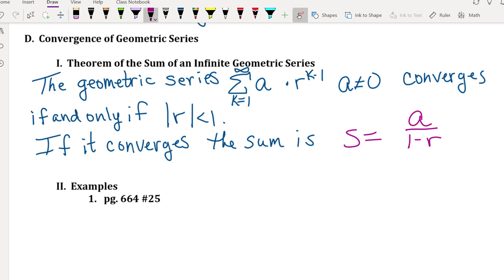You can see it's a little familiar from our formula in the last part where we had a finite sum, A times 1 minus R to the n over 1 minus R. So when you're talking about an infinite sum, you take the limit. This is what it simplifies to, and this is a very useful formula. Okay, so let's do an example here.